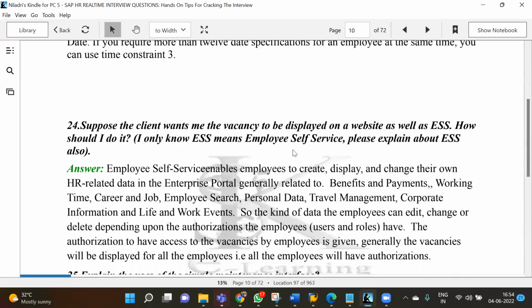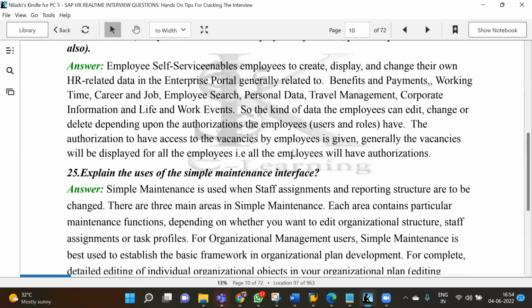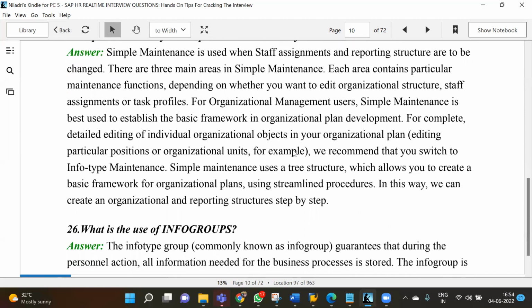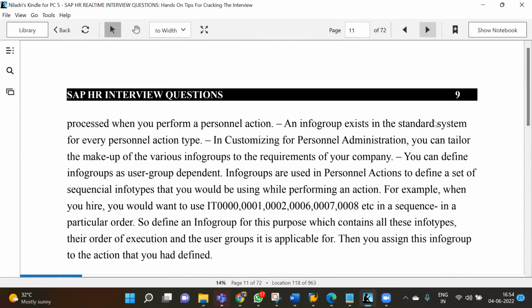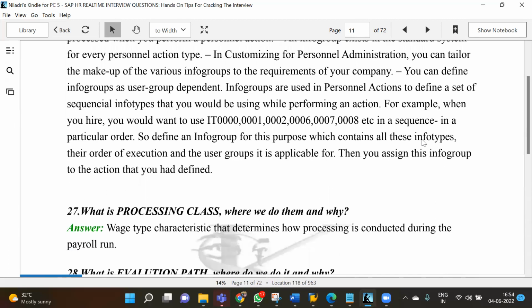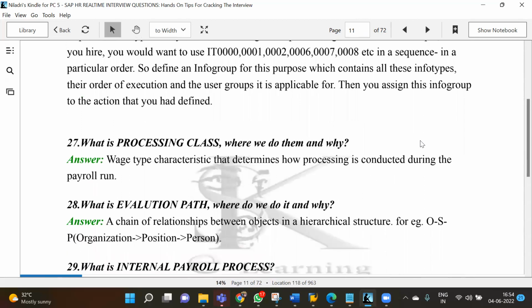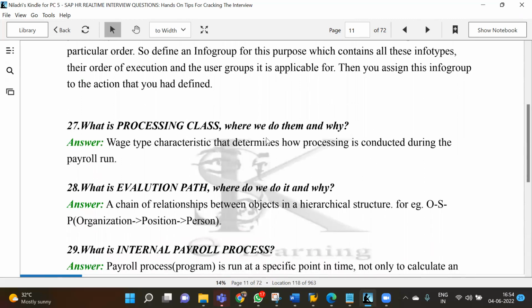You can take a snapshot, or if you want to understand the use of info groups, the question and answer are here. But as I recommend, always write in your own way. Then we do have, what is processing class, where is it used and why is it used, right?